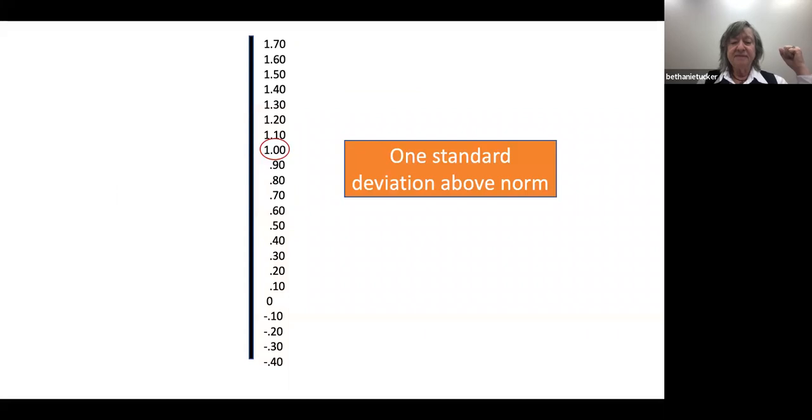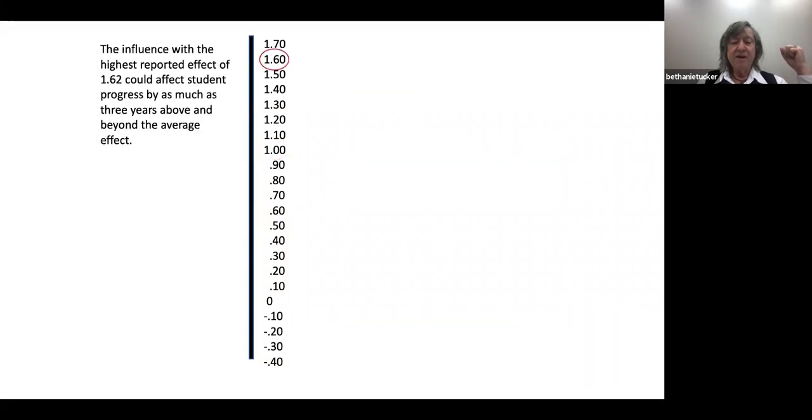Oops. Okay. I went the wrong way there. I apologize. Now, the influence with the greatest reported effect of 1.62 could affect students by as much as three years in one, three years above and beyond the average effect.